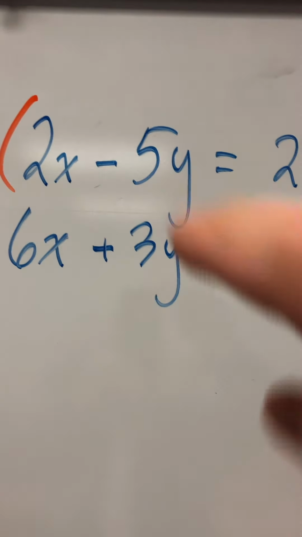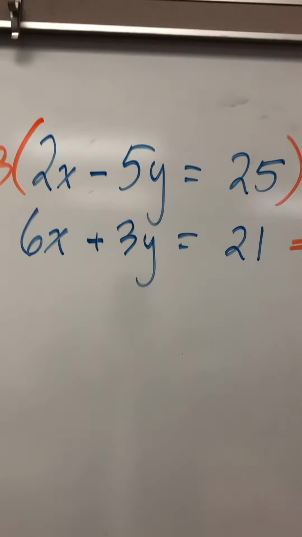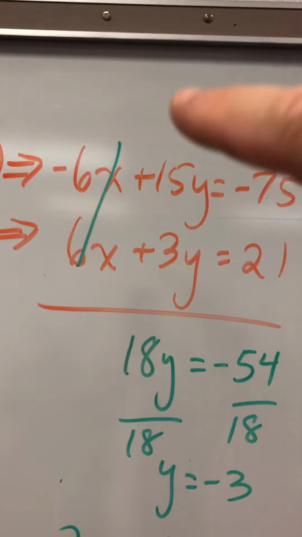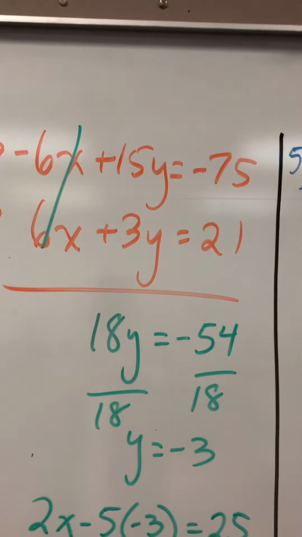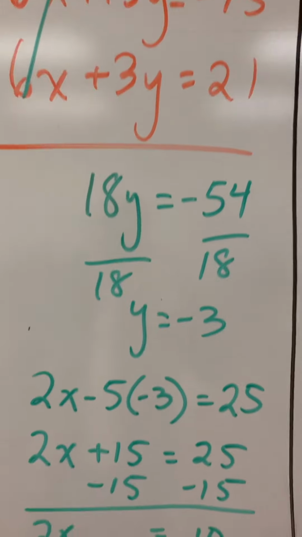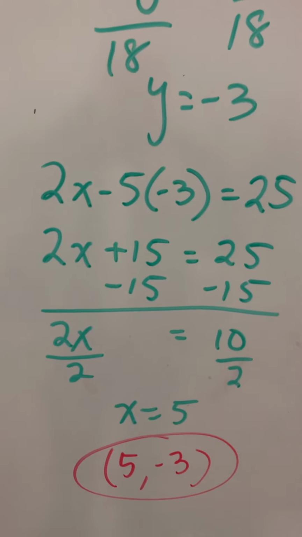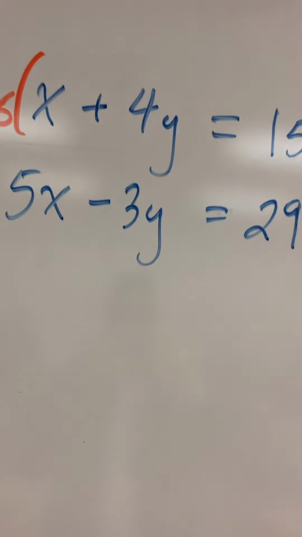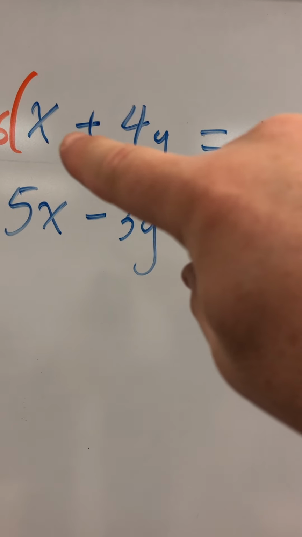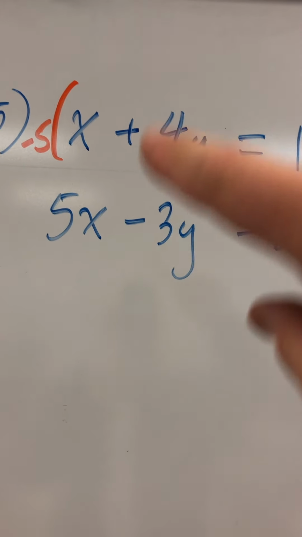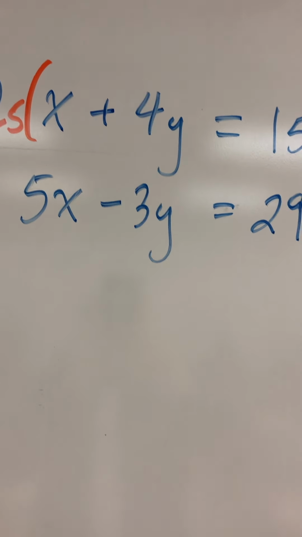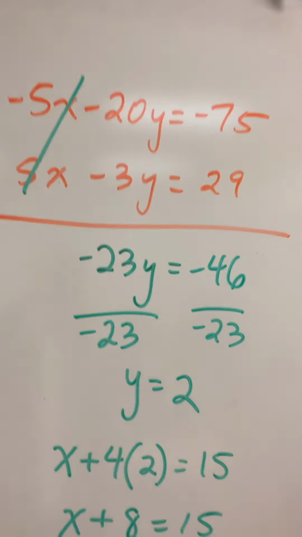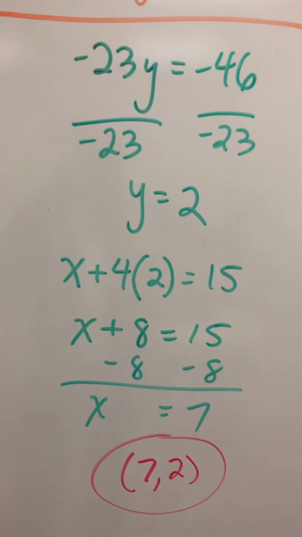Over here, do you see I have a 2x and a 6x? I'm going to multiply my top row by negative 3 because that'll give me negative 6x to cancel out the positive 6x. I get y equals negative 3 and x equals 5. 5, negative 3. And once again, I have 1x. So if I multiply this 1x by negative 5, that'll get the 5x's to cancel out, right? I get y equals 2 and x equals 7.